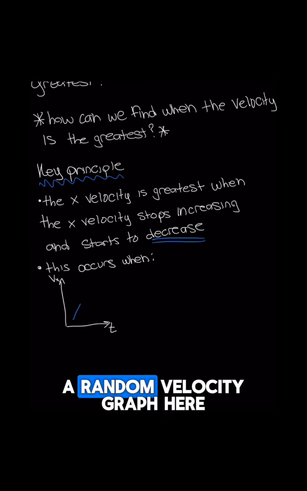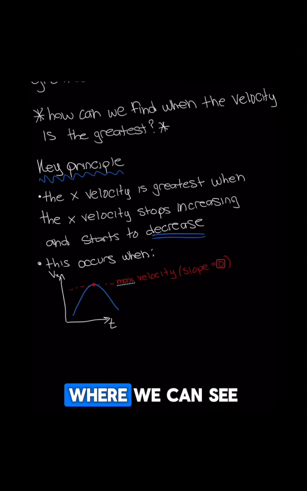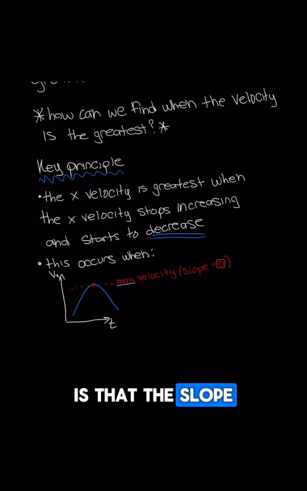So if we plot a random velocity graph here, we can see that the maximum velocity is at this point where we can see that the velocity stops increasing and starts to decrease. And an important feature to note about this point is that the slope is equal to 0.